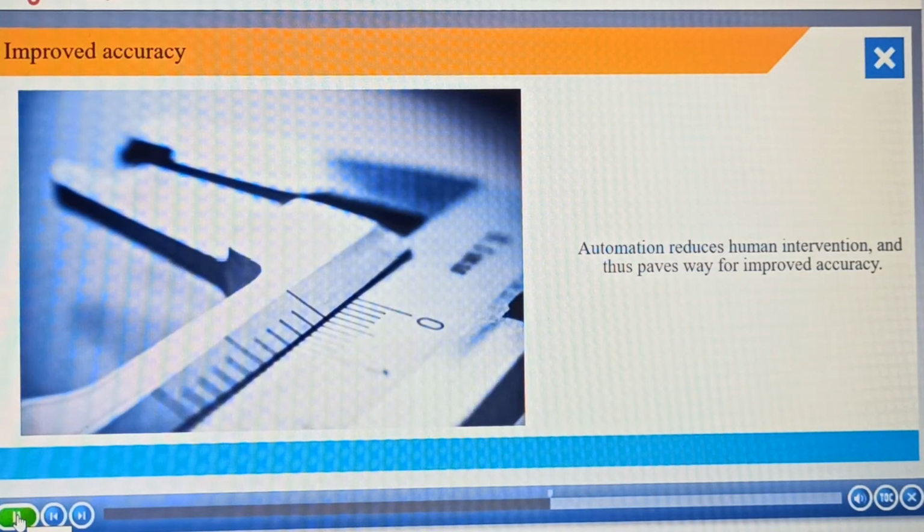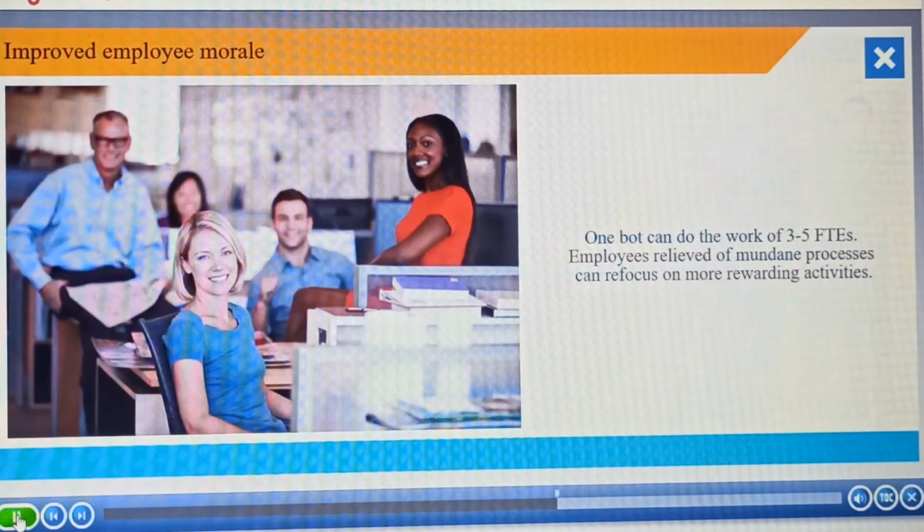Improved accuracy. Bots are programmed to follow rules, and they do not make typos. As there is less human intervention, the possibility of errors is also reduced. Improved employee morale. Processes most suitable for automation are typically the most burdensome and least enjoyed. Employees relieved of them can refocus on more rewarding and higher value activities.